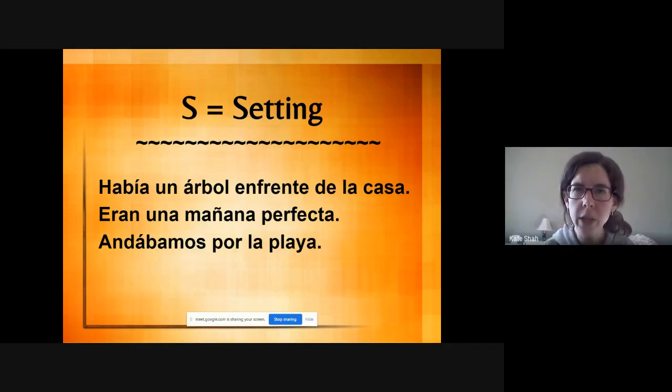That's not a single completed action. It's not like the tree appeared one day and was gone the next. Era una mañana perfecta. It was a perfect morning. That's just setting the scene and telling you what was happening more or less.